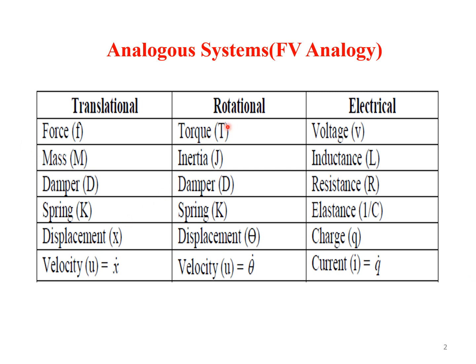And if I consider a rotational system, torque is considered as equivalent to voltage, and this analogy is termed as torque voltage analogy. Inertia J is considered as equivalent to inductance L, and damper D is considered as equivalent to resistance. Spring here again is taken as elastance, which is 1 by C, and displacement theta is considered as equivalent to charge Q, and velocity is considered as equivalent to current.